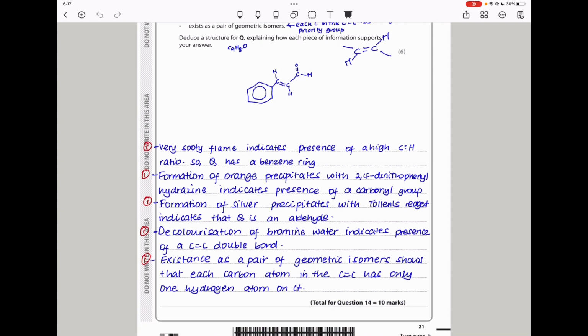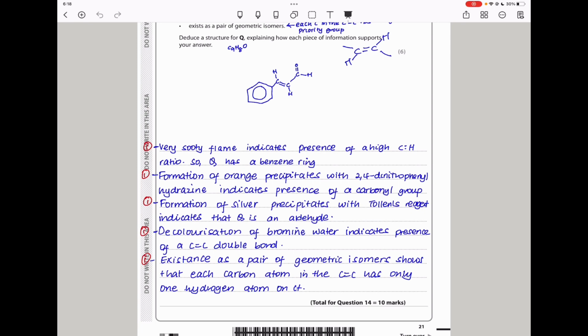So here I said, the very sooty flame indicates presence of a high carbon to hydrogen ratio, so Q is a benzene ring. Formation of an orange precipitate with 2,4-dinitrophenylhydrazine indicates presence of a carbonyl compound. Formation of silver precipitates with Tollens' reagent indicates that Q is an aldehyde. And decolorization of bromine water indicates presence of a carbon-carbon double bond. Existence as a pair of geometric isomers shows that each carbon atom in the carbon-carbon double bond has only one hydrogen attached to it. And that is my conclusion.